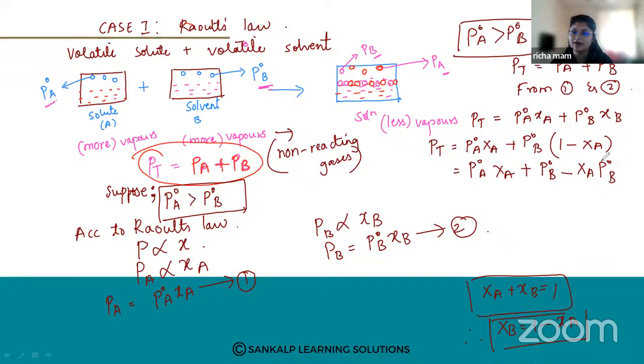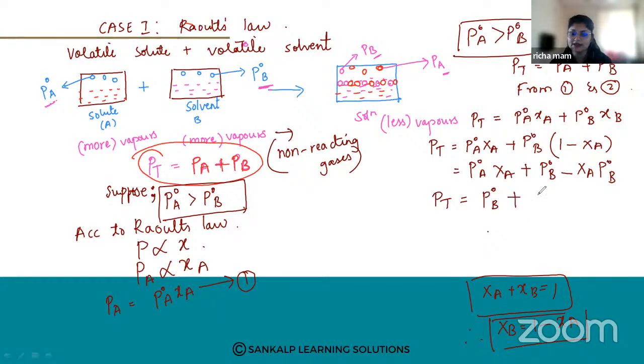Now what I'll do? So P_T will be equal to, I'll take P naught B common. If I take P naught B common, then what will happen? P naught B plus chi A common now, so P naught A minus P naught B. Okay, is it clear? See here.